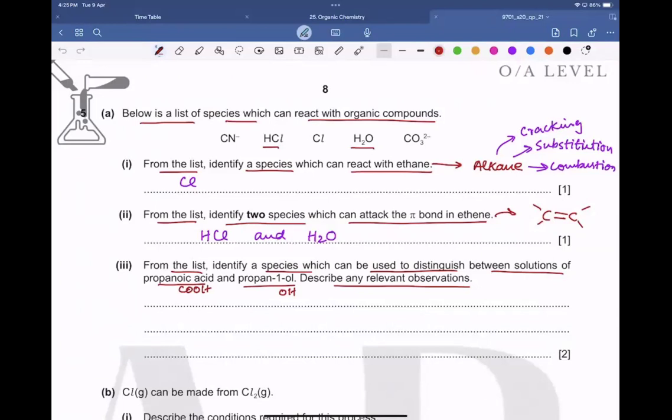See, it's a carbonate because if you recall, a metal carbonate reacts with an acid. So a carbonate ion. First I'll write the answer, carbonate, and then describe any relevant observation. With propanoic acid, we will see effervescence, and with propanol, the effervescence would not be seen.